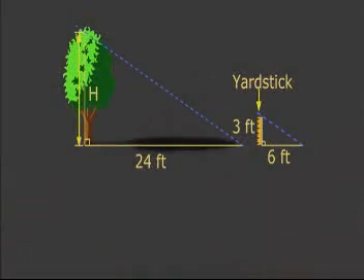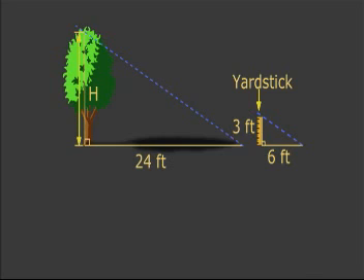A large tree casts a shadow. We can measure the length of the shadow because it lies along the ground. The shadow is 24 feet. But how tall is the tree? It does not make much sense to climb to the top of the tree and drop down a measuring tape. Yet, if we have a 3-foot-long measuring stick, we can figure it out.